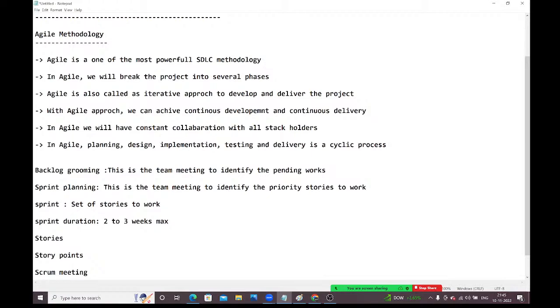Duration means a minimum of 2 weeks and a maximum of 3 weeks, guys. Don't say 3 months or 4 months. The sprint duration is always 2 to 3 weeks only. We never exceed more than 3 weeks, max 3 weeks only.